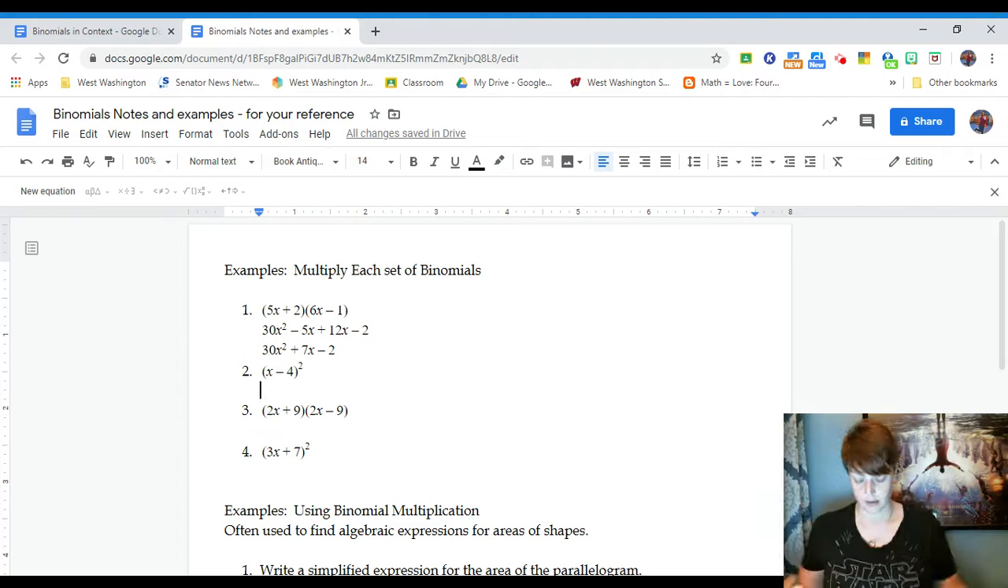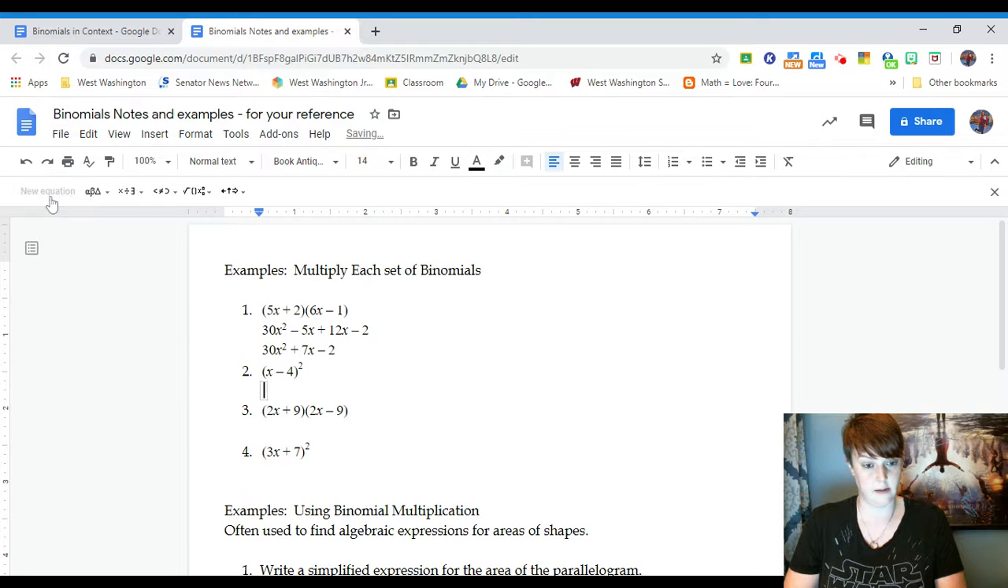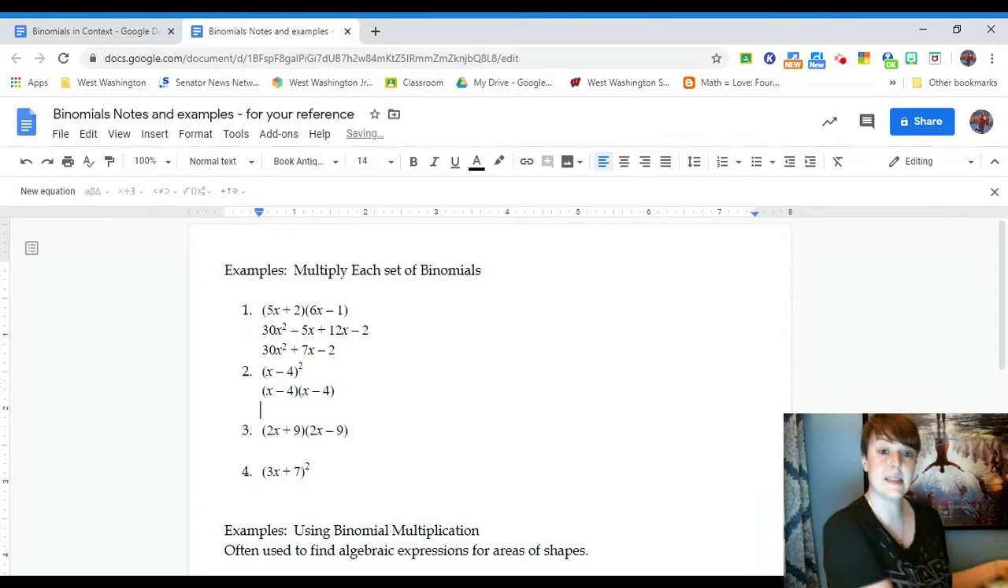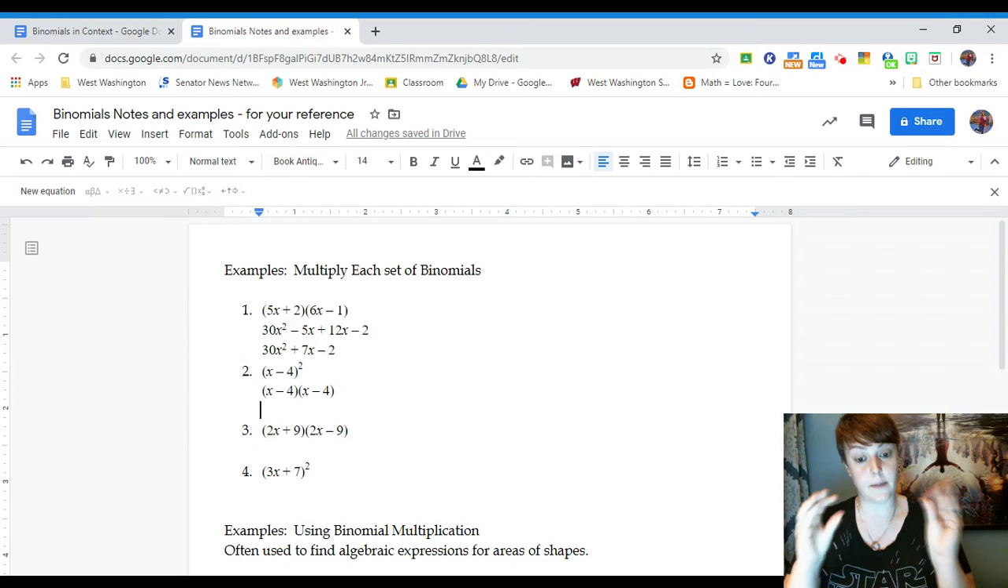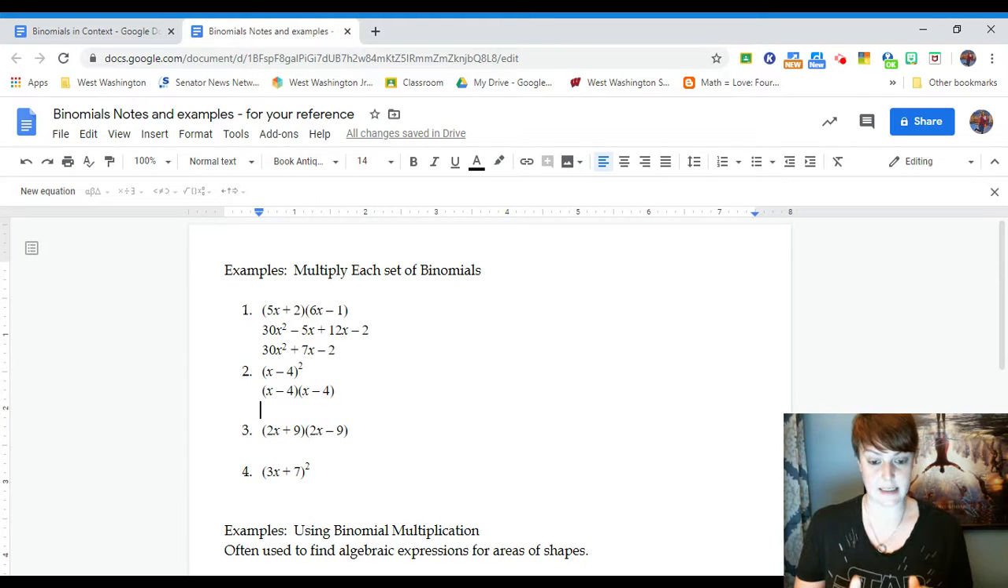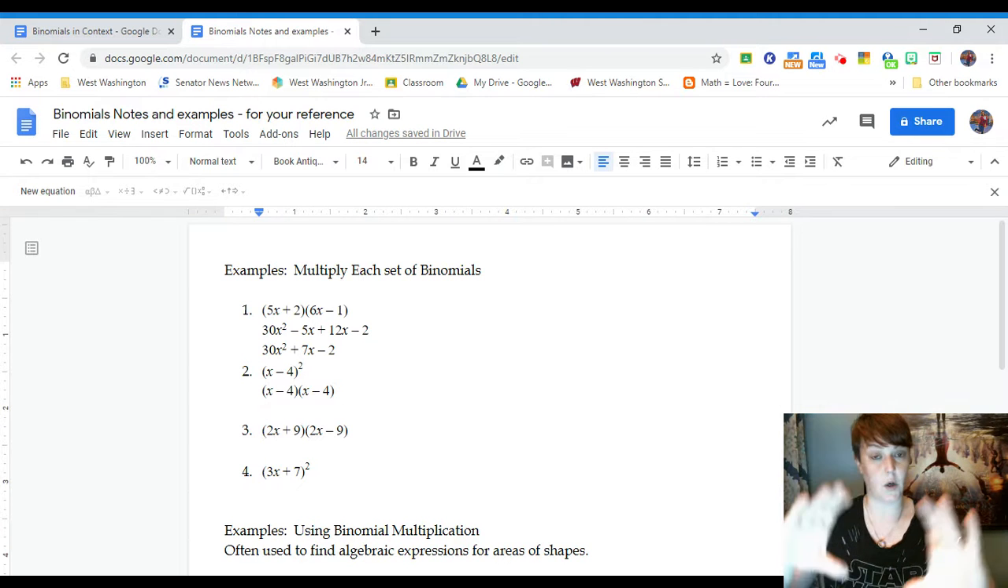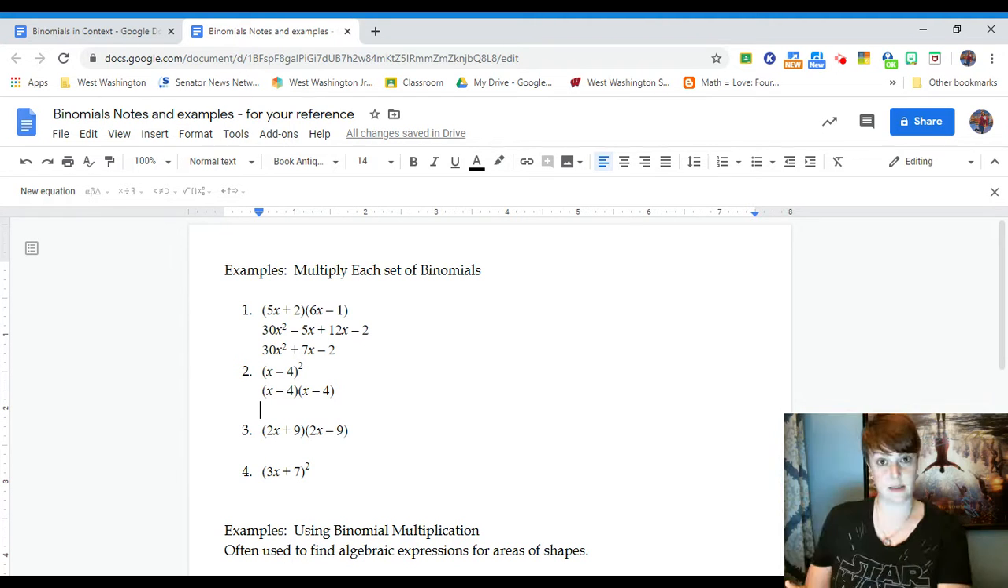Okay? So let me type this up for you. This actually means x minus 4 times x minus 4. And that is the number one mistake that Algebra 1 students make. It doesn't matter if they're in 8th grade or if they're in their sophomore year, that is the number one mistake that people make. That exponent rule does not apply when there is a minus or a plus between the two terms inside the parentheses. So here we go. This actually means that term, the whole x minus 4, times itself.